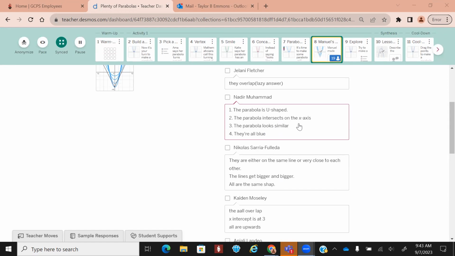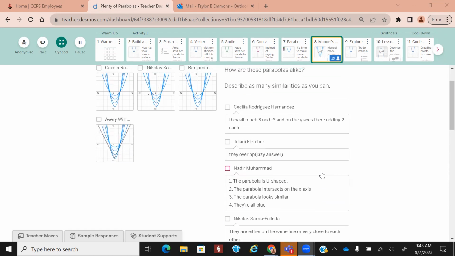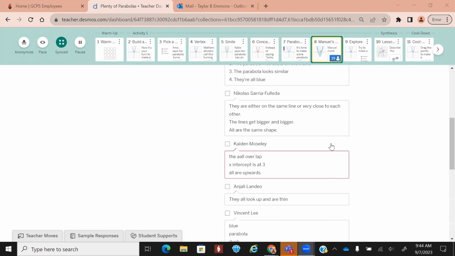The parabolas look similar. They cross the x-axis at the same point. Okay. Some of y'all said that they overlap. Okay. Good. Good answers.